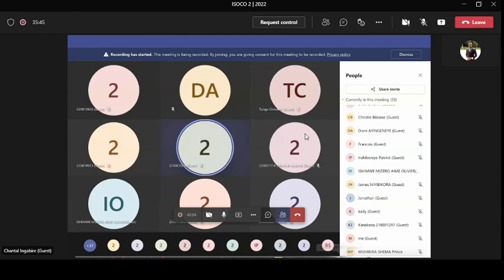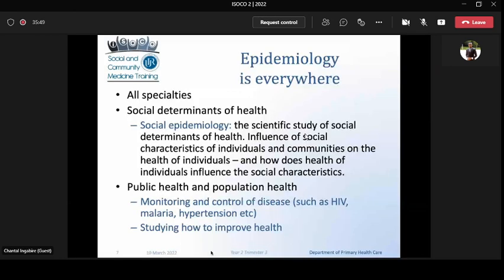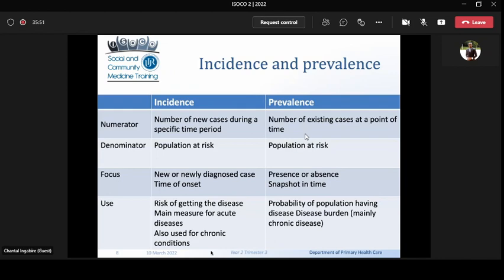Indeed, that is how it is. When we are talking about the incidence and the prevalence, we can understand it from different sides, but let us look at the numerators. When we talk about the incidence, it's the number of new cases during a specific time period. You are giving yourself a specific time period in which you are going to observe the new cases of an event or a disease.